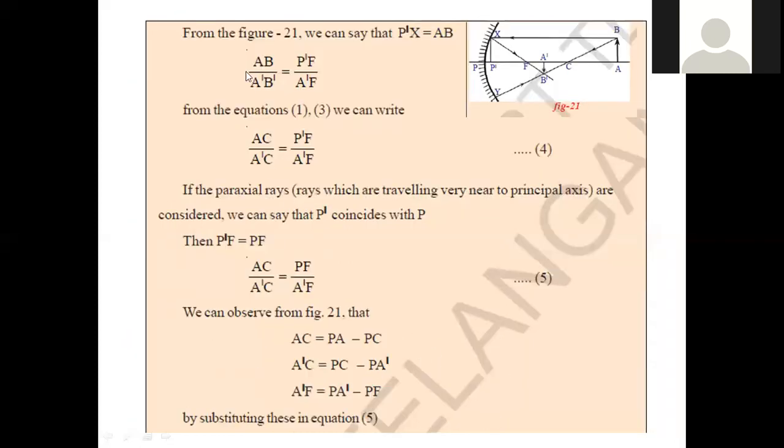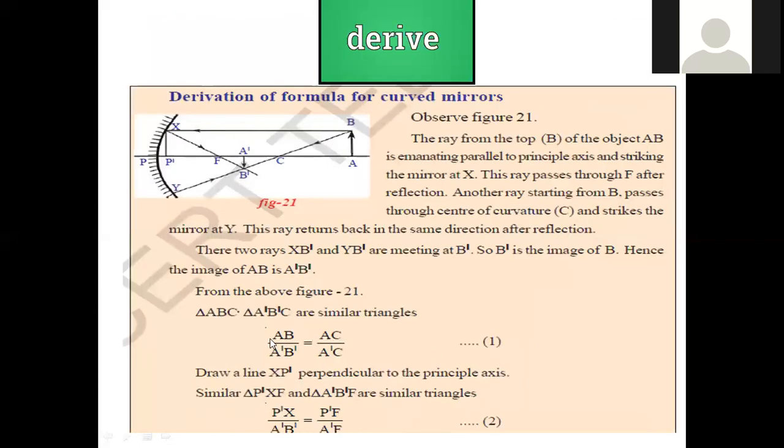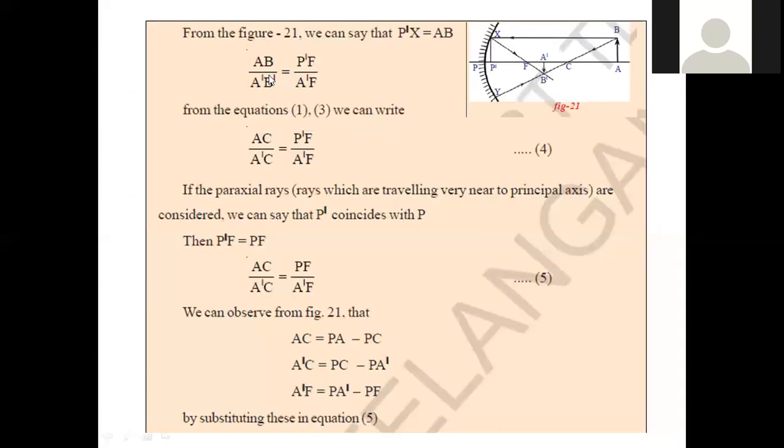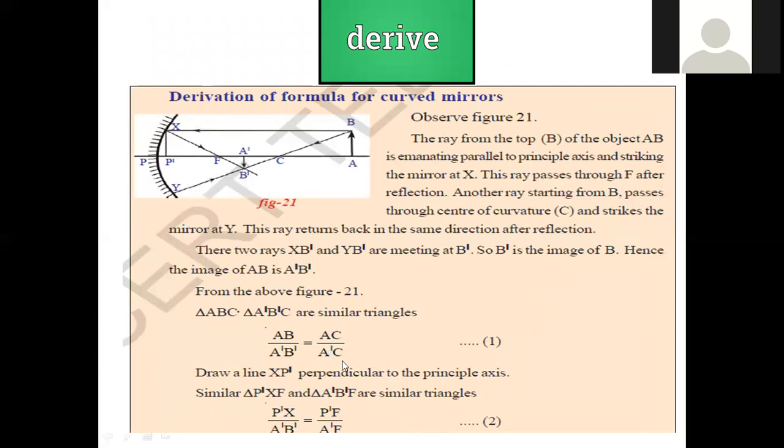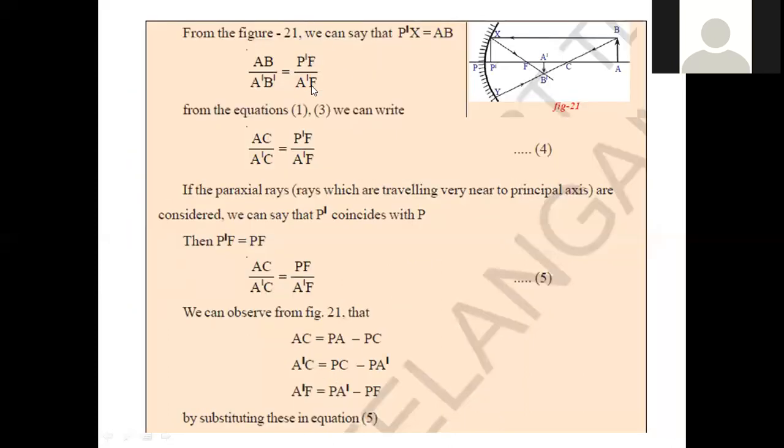Let us combine equation number 1 with equation number 3. Equation number 1 says that AB by A prime B prime is equal to AC by A prime C. Here also AB by A prime B prime is there. So when these two have another relation, the other terms also have an equal relation. So we draw that AC by A prime C is equal to P prime F by A prime F, because we are combining both equations 1 and 3. So a new derivation got generated in equation number 4: AC by A prime C is equal to P prime F by A prime F.